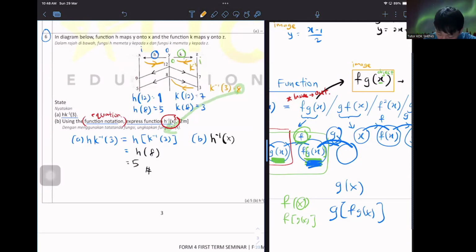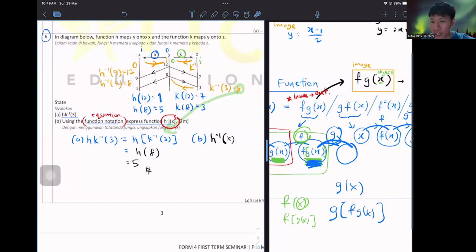So which means now your object and image become these two. Object, image: 9 to 12, and 5 to 8. 9 to 12: 9 is the object, 12 is the image. The second one is 5 to 8.